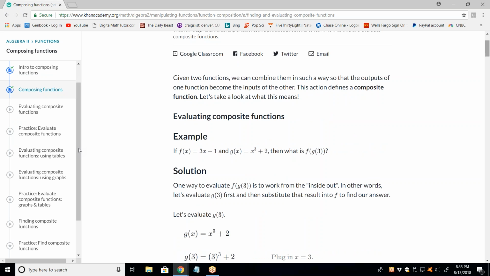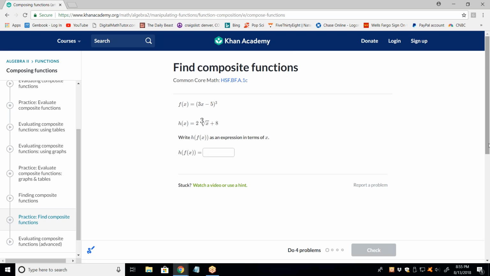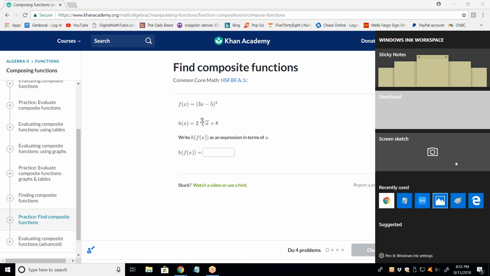Let's see. Find composite functions. Did we just do that? It looks like evaluate composite functions is before that. I think that's what we just did. Let's try this one here. Evaluating composite functions. Yeah, we haven't done this. All right, let me bring up my writing tool.